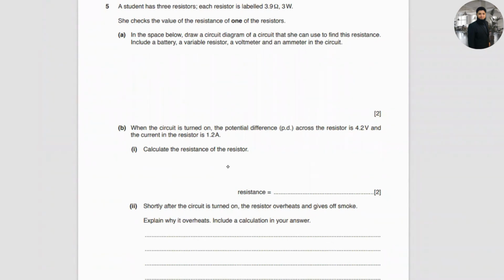So first of all, we will draw a symbol for the battery. This is a symbol for the battery, and then this, and then ammeter, right? And with a parallel to this, this is 4.2 volts, and here the current is 1.2 amperes. This is a simple circuit that we have now.